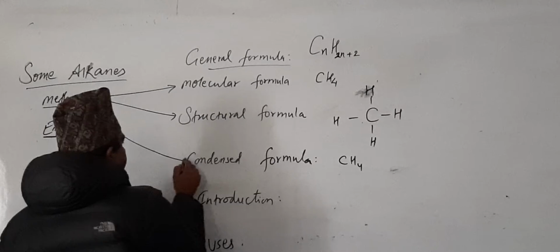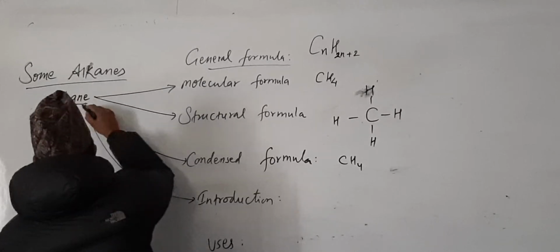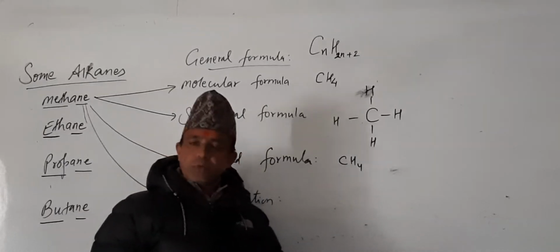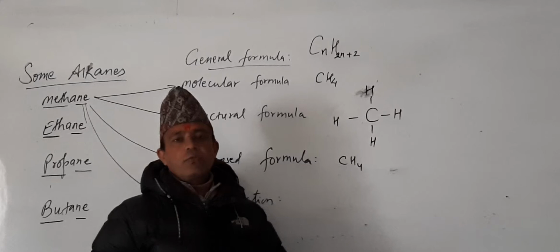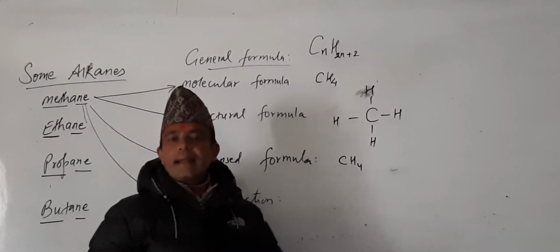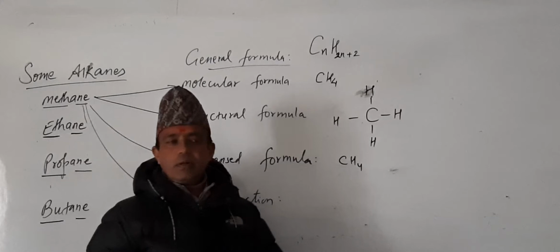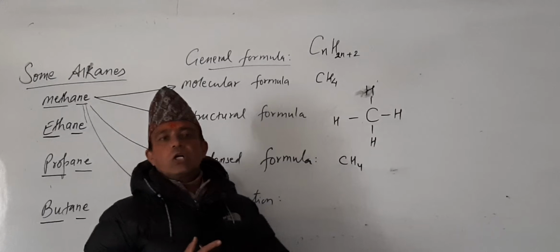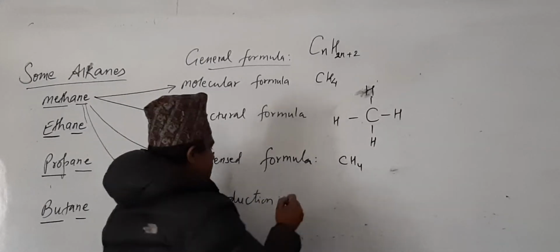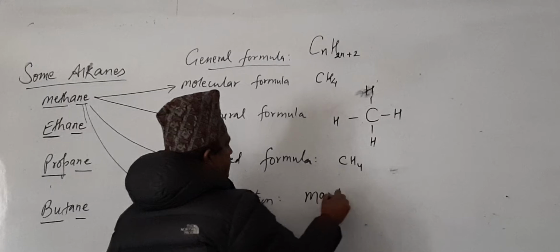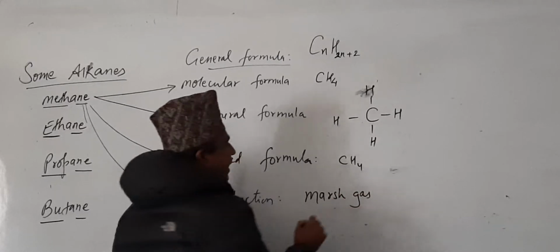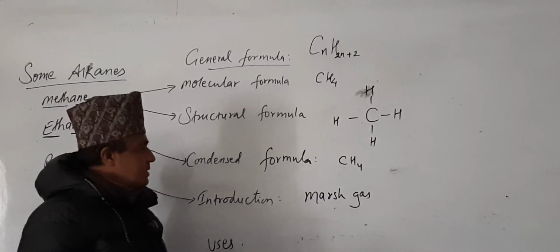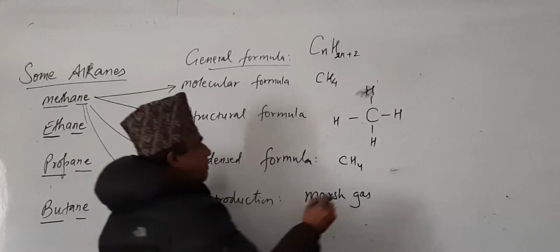Introduction. How do you give the introduction of methane? We can say methane is the first member of saturated hydrocarbon or alkane. It is also called marsh gas. Why is it called marsh gas? It is called marsh gas because it is found in marshy areas.